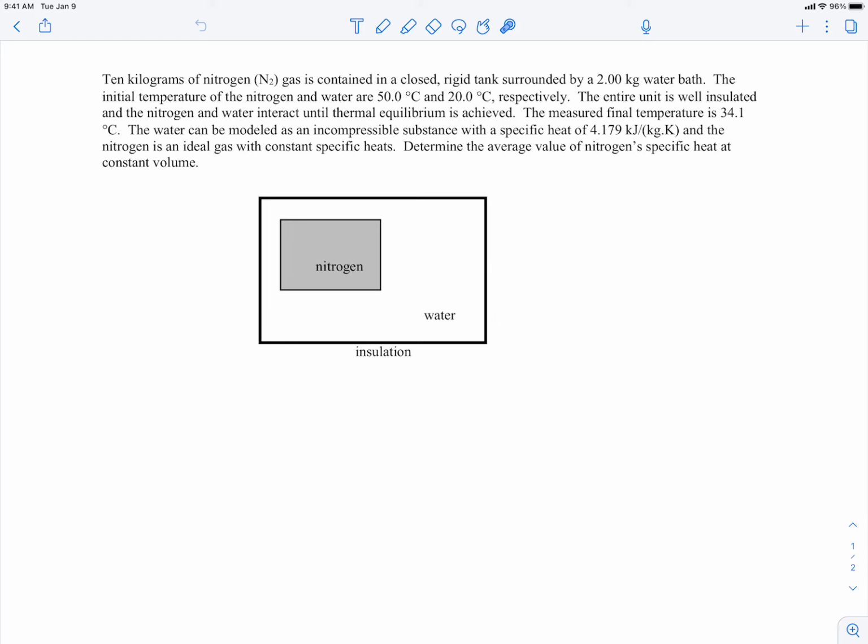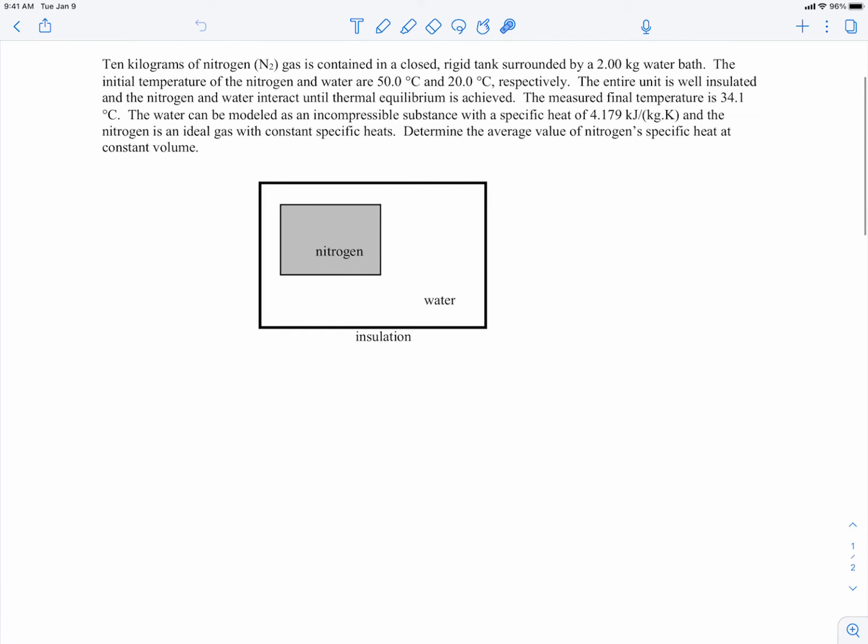So this is a first law kind of analysis, because what we have here is a change in internal energy of the nitrogen and the water. There's no heat transfer going on through this insulated barrier, and the fact that we're dealing with a closed rigid tank means that there's no work being done. So all we're dealing with are just changes in internal energy ultimately.